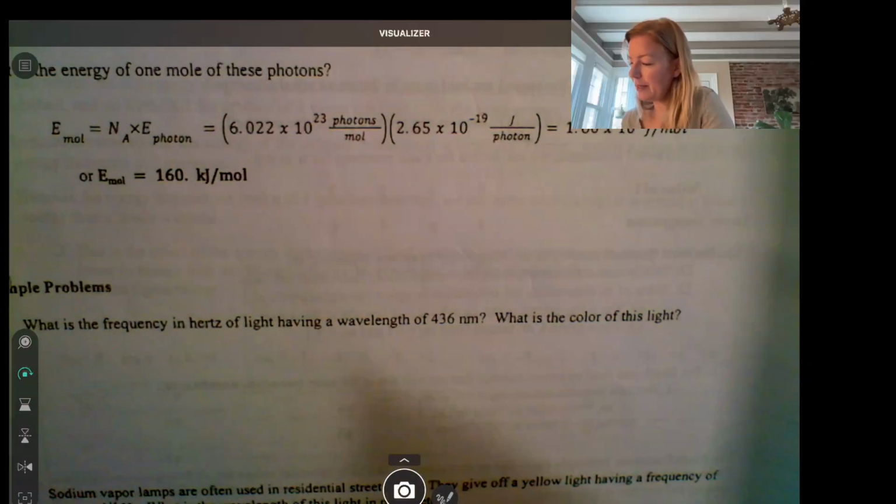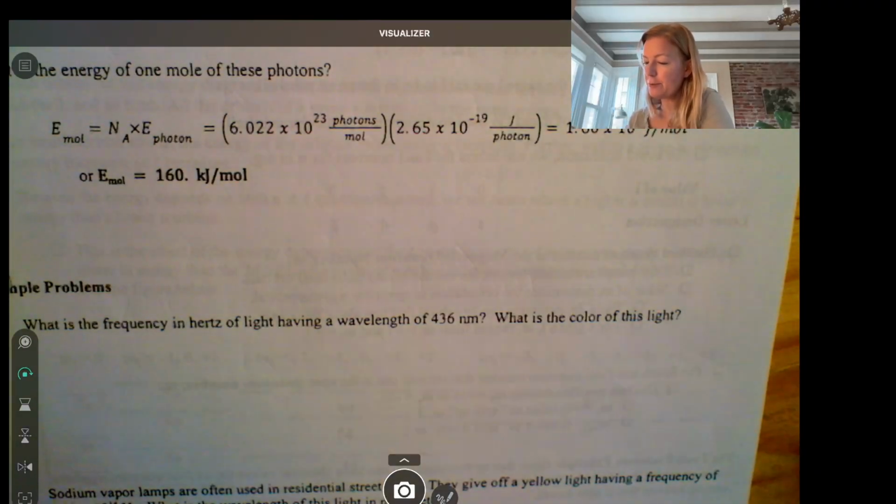Okay, and for part C, what is the energy of 1 mole of these photons? Again, I'm just going to do it my own way.